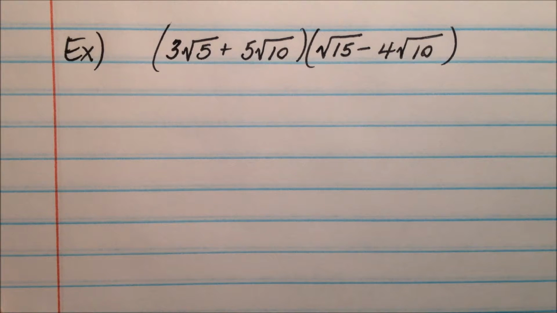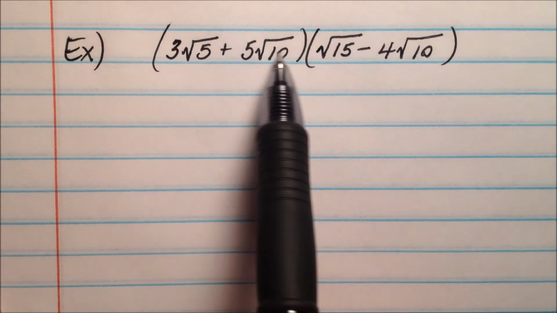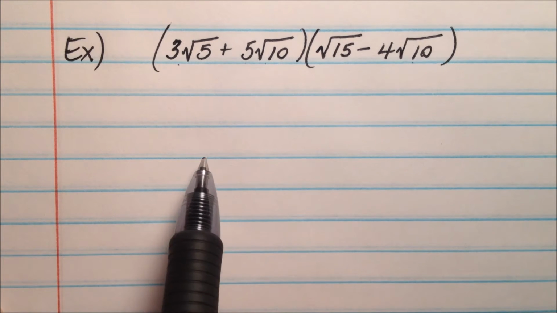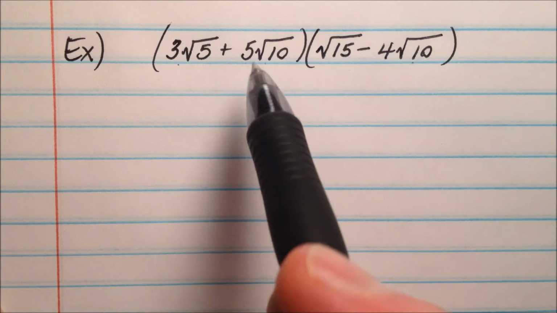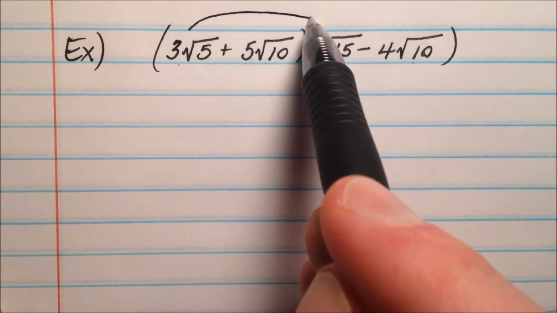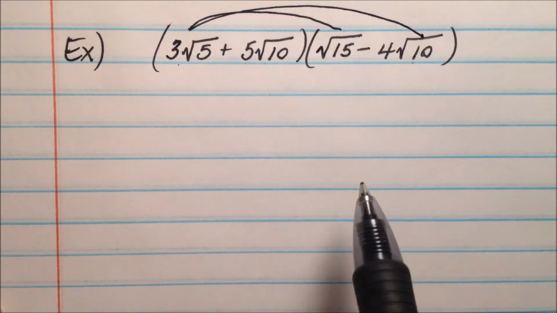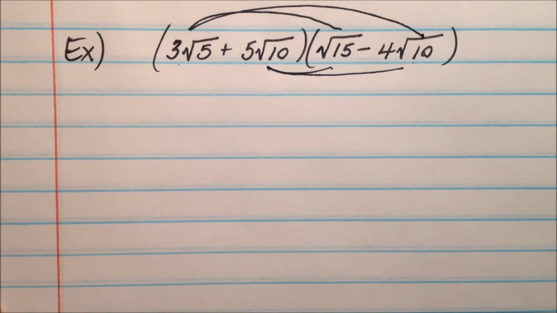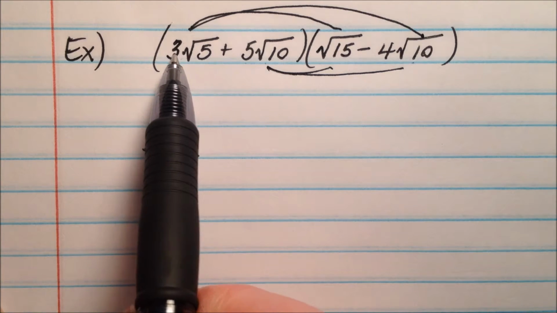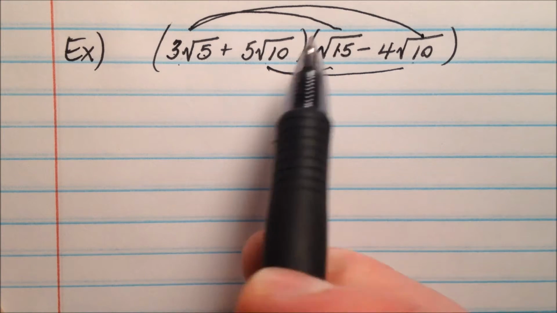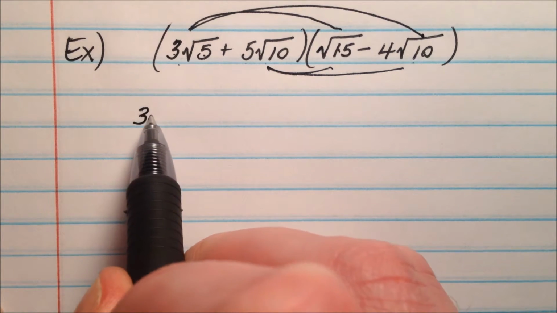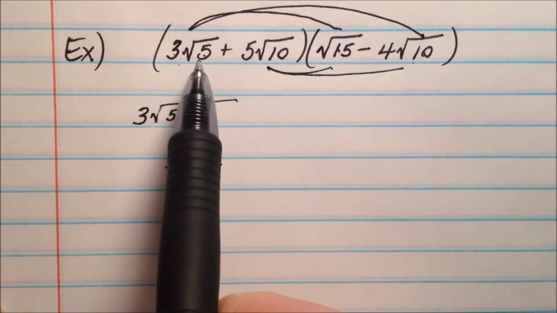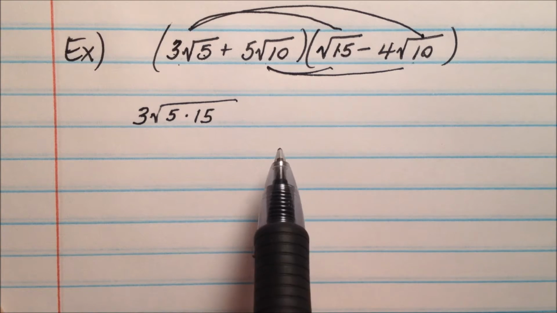In this next example, we have a lot going on. We're going to be foiling, but a lot of these radicals have coefficients on the outside, so we have to take a lot of things into consideration. So we're going to take this 3 radical 5 and distribute them to both of these terms, and then take this 5 radical 10 and distribute them to both of these terms. So when we do that, we'll have 3 radical 5 times the square root of 15, so it'll be 3 times 5 on the inside along with our 15, because they're both radicals, 5 and 15.